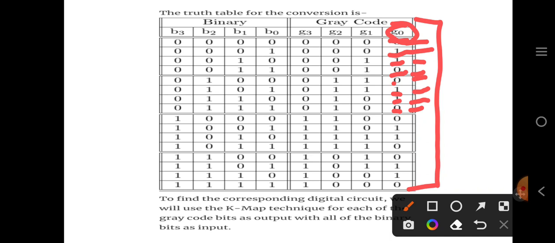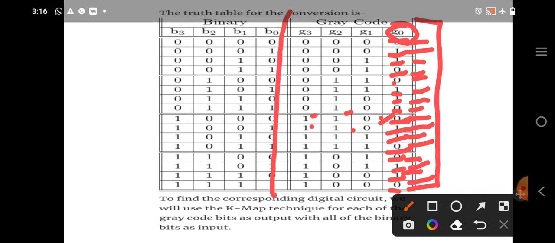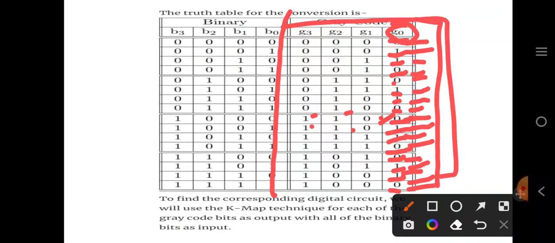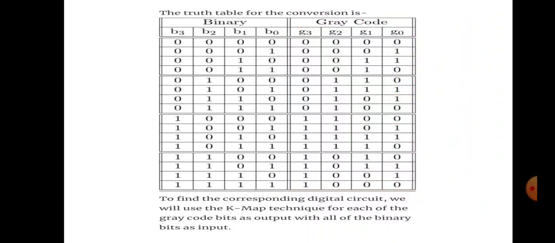Now if you see these two numbers, this number is same, this is same, this is same, but the last bit is changing from 0 to 1. If you compare these two, the last bit is changing from 1 to 0. If you compare these two, the last bit is changing from 0 to 1. If you compare these two, the last bit is changing from 1 to 0. So in this complete gray code table, you can see only the G0 column is having the change in the bits. So this is the gray code from 0 to 15.